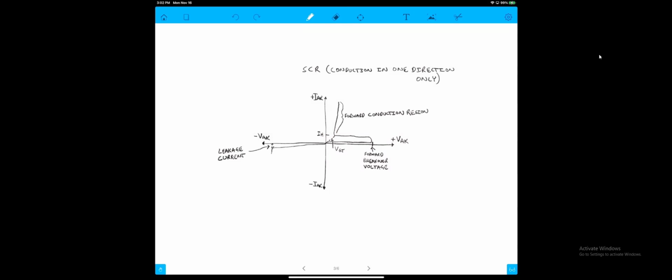Unfortunately, we can't do a whole lot because they don't have SCRs, TRIACs, DIACs, and all that kind of good stuff. So that's why most of this is information.